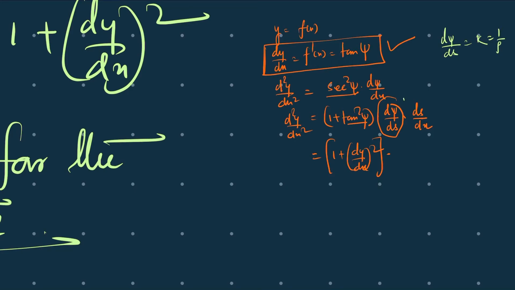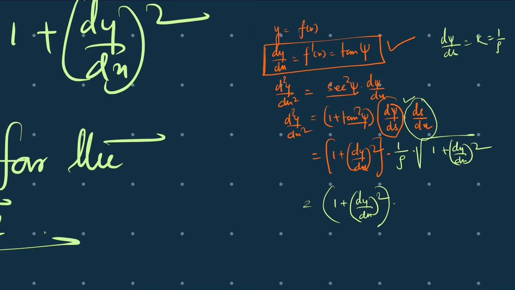So I am going to replace this formula: instead of d psi by ds I am going to replace 1 by rho, and this is called ds by dx. That is nothing but 1 plus (dy by dx) whole square. Now we know that 1 plus (dy by dx) whole square into 1 by rho into 1 plus (dy by dx) whole square to the power of 1 by 2 is equal to d square y by dx square. So I need only this formula, rho.